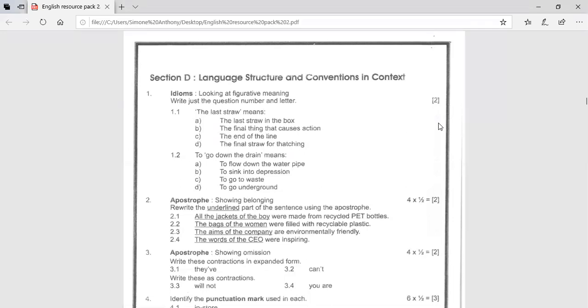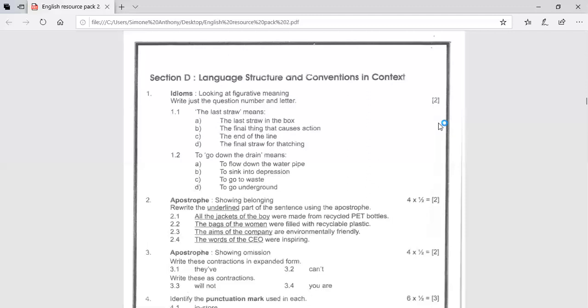So if we look at the first question, 1.1, the last straw means, so here you're looking at the figurative meaning. What is the figurative meaning of that phrase? And your answer would be B, the final thing that causes action. If you look at 1.2, to go down the drain means to go to waste, not actually to go down the drain.